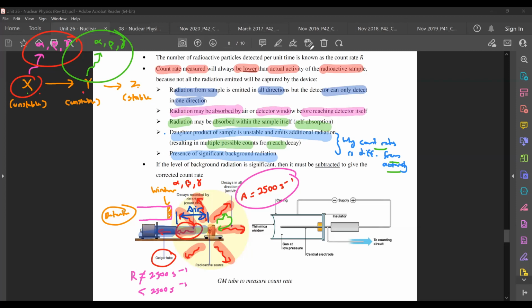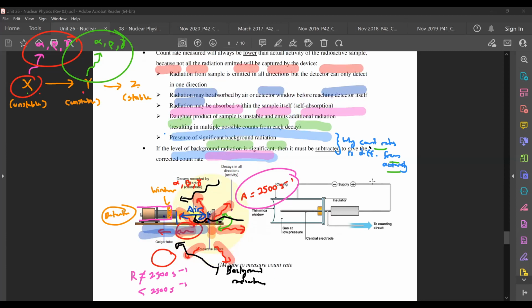All right. And last but not least, you also have something called background radiation. Your Geiger-Müller tube is really supposed to only detect radiation from the radioactive sample, but there are cases where there is radiation from the background. Your Geiger-Müller tube is also detecting radiation from the background like this. It could be that there's background radiation here, like this, and like this. So the background radiation adds up to your count rate, thereby giving you a value that's different from your activity. So that's just one thing to note.